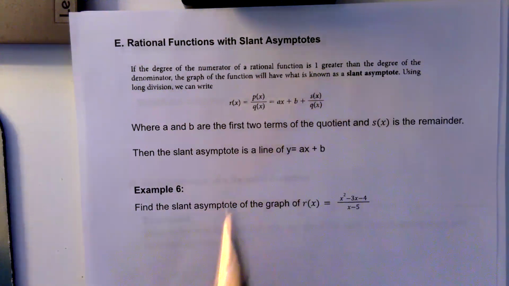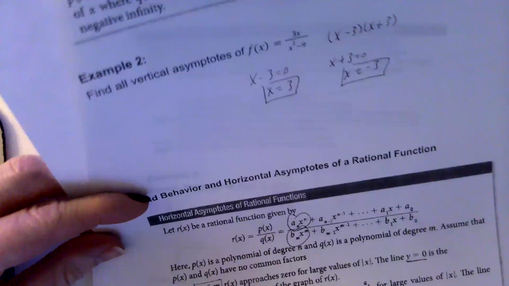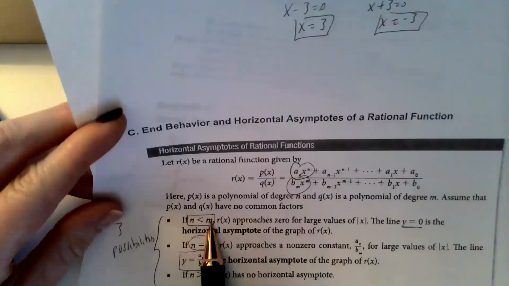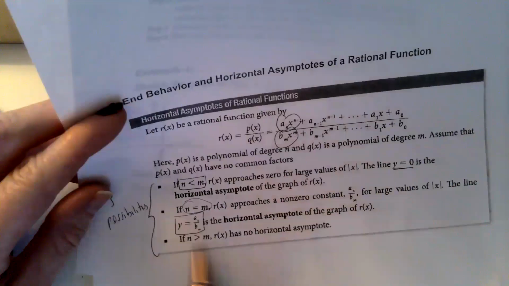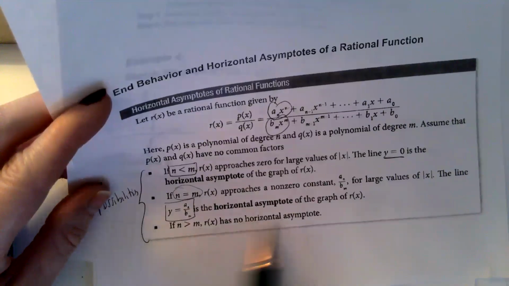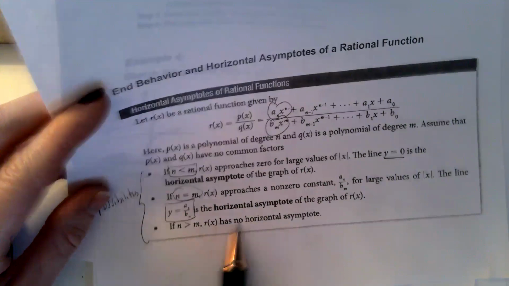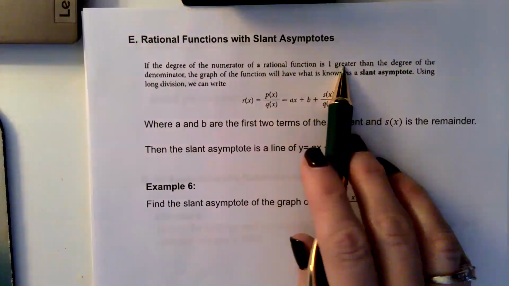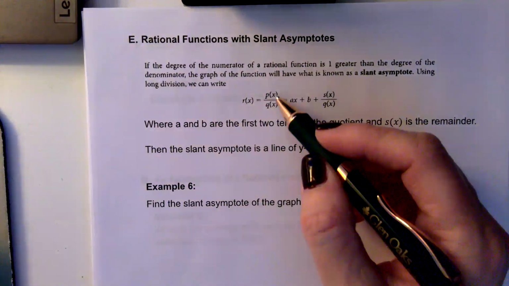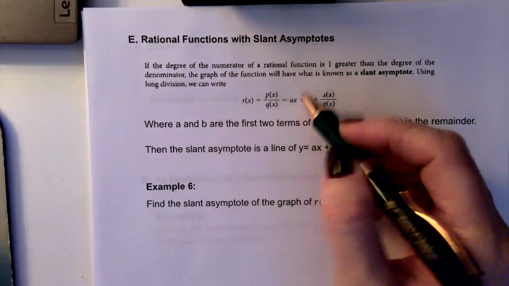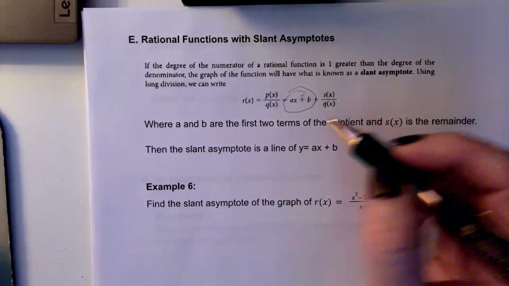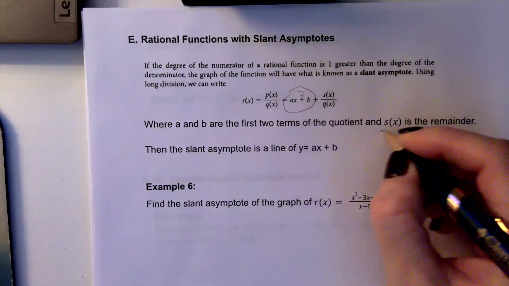When we went through the definition, we said there are 3 possibilities. The numerator is less than the denominator, so it goes to 0, or they are equal, or if n is bigger than m, there's no horizontal asymptote. But if n is bigger than m by 1, then we have the slant asymptote. In that case, we divide p by q, and the remainder is a linear equation, and that's the slant asymptote.